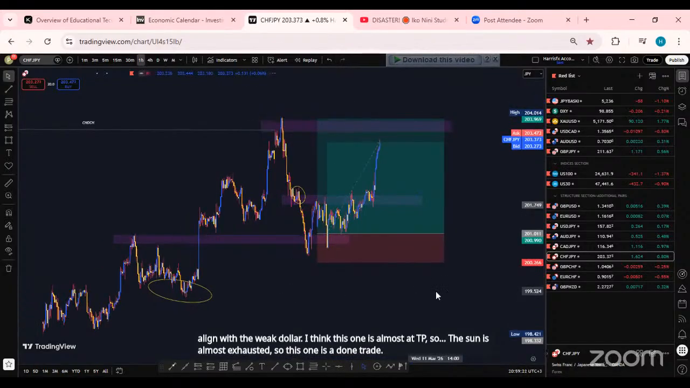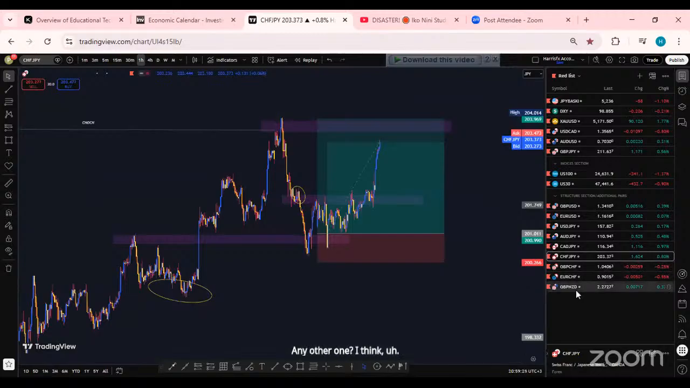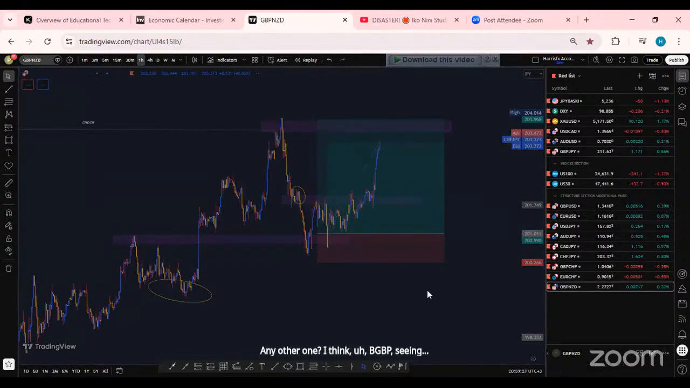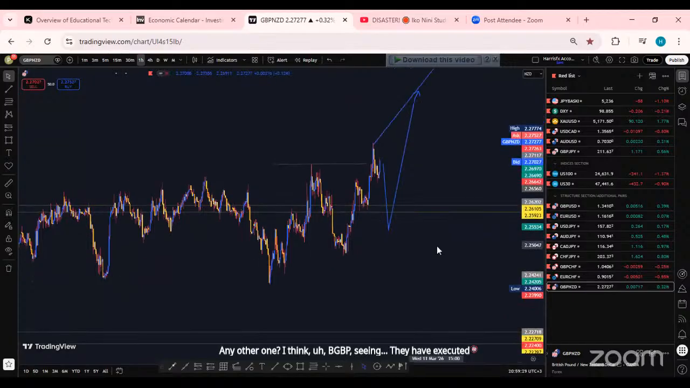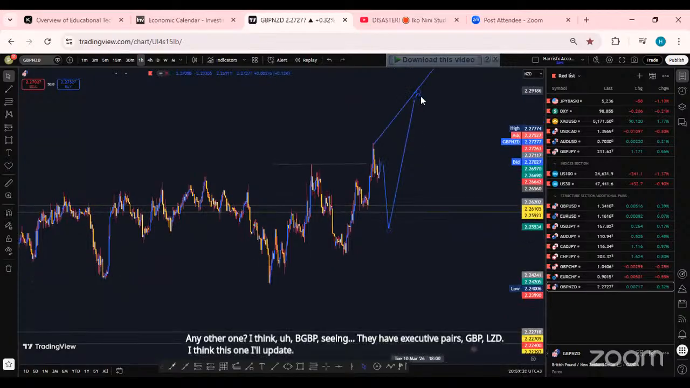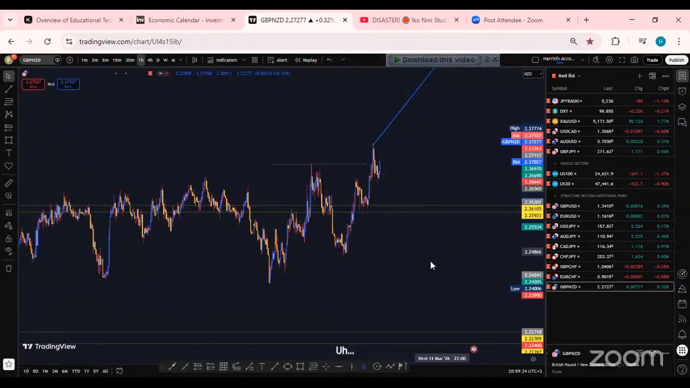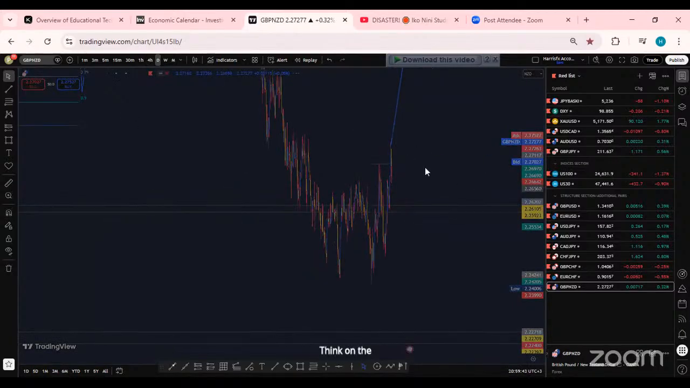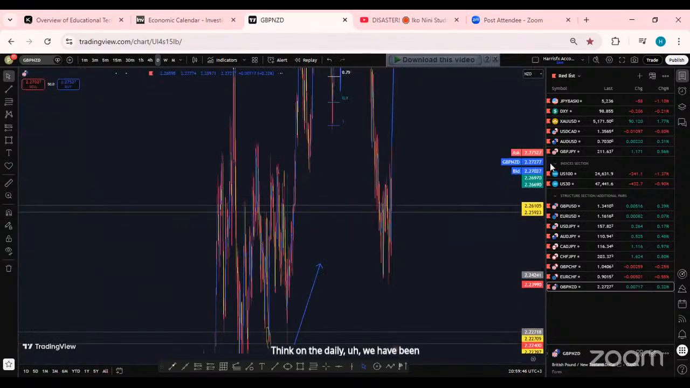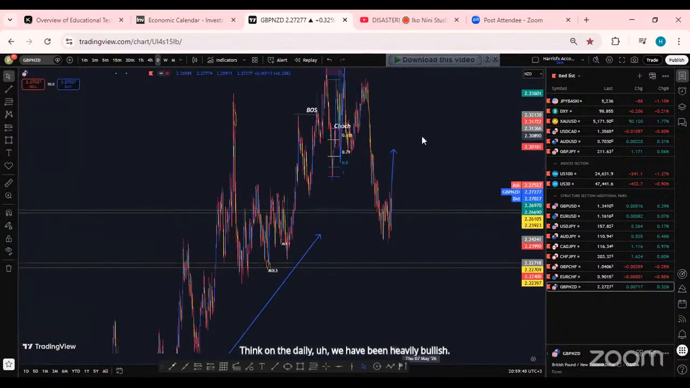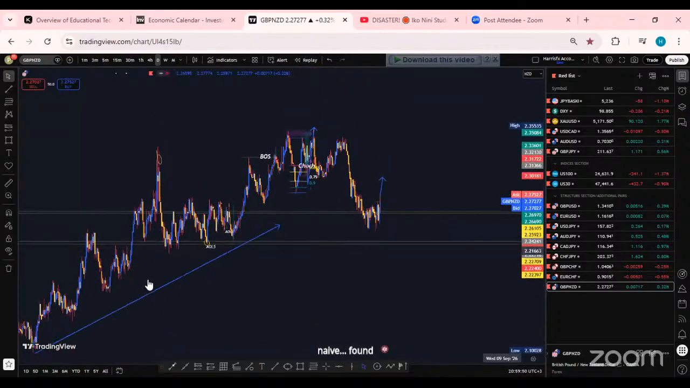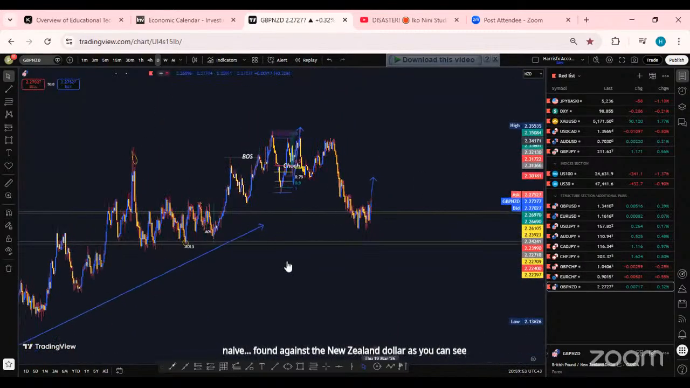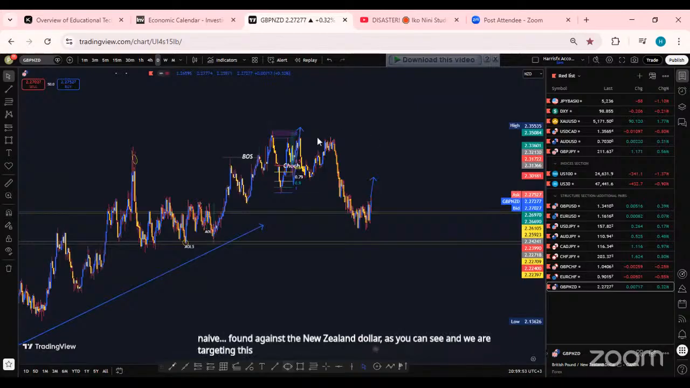Any other one? I think maybe GBP. Seeing they have exotic pairs GBP and NZD. I think this one I'll update in the Discord. We're looking for buys opportunity. I think on the daily, we have been heavily bullish on the pound against the New Zealand dollar, as you can see, and we are targeting this zone up here.